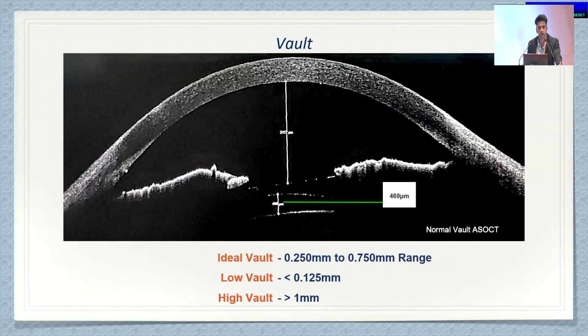What is the advantage of sizing? Vaulting. One of the biggest questions that is asked is what is a good vault and a bad vault? 250 microns to 750 microns is an ideal vault. Anything below 125 microns is a low vault, and anything above 1 millimeter is a high vault. So this is what you want to understand when you're going down to it.